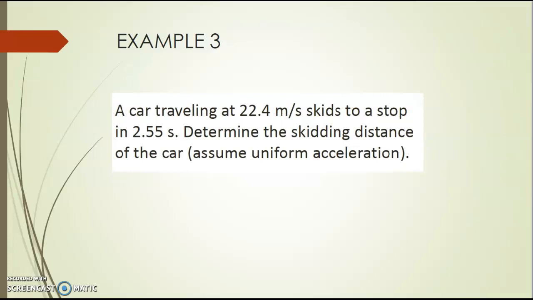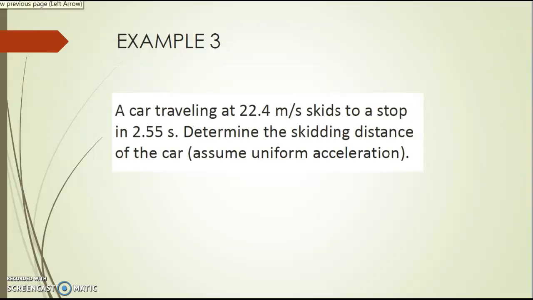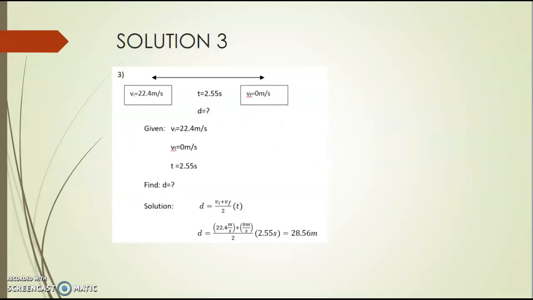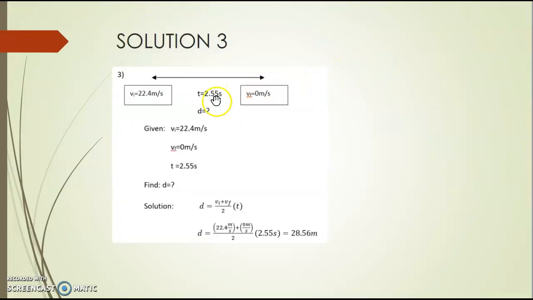Next, a car traveling at 22.4 meters per second skids to a stop in 2.55 seconds. Determine the skidding distance of the car. So we're still looking for the distance. It says here our initial velocity is 22.4 meters per second. Skids to a stop, therefore our final velocity is 0. Time is 2.55 seconds. So we're looking for the distance it traveled. Now, we're going to be using this formula.